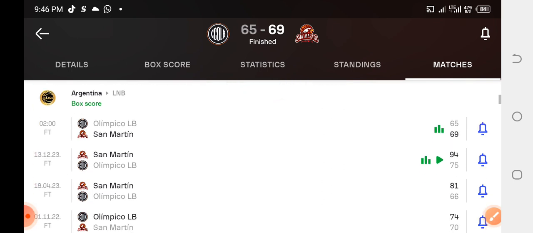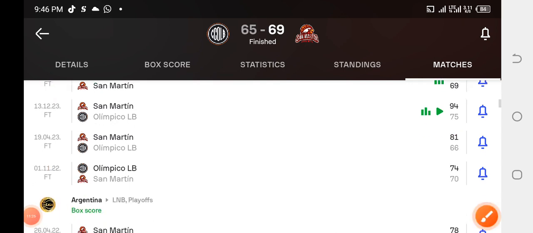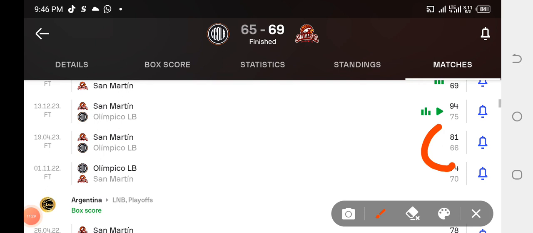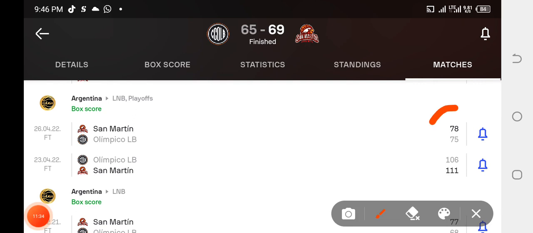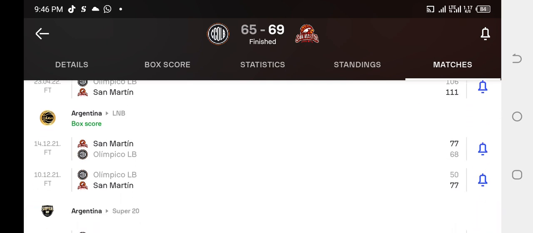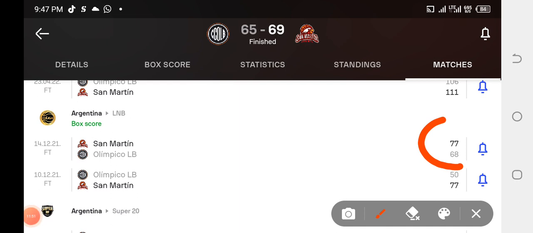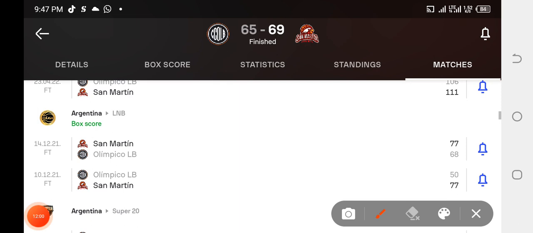So in this particular game, the game ended up as 94 and 75. Wow. So here we are having 147. Okay, here we have 144. Here we have 78, 75. Here we have 106 and 111. I hope you guys can see the inconsistency in their results in the last previous games. Now we have another one here which actually ended up as 77 and 68. Now imagine 77 and 68. But the most ridiculous part of it that I'm currently seeing here is 50 and 77.